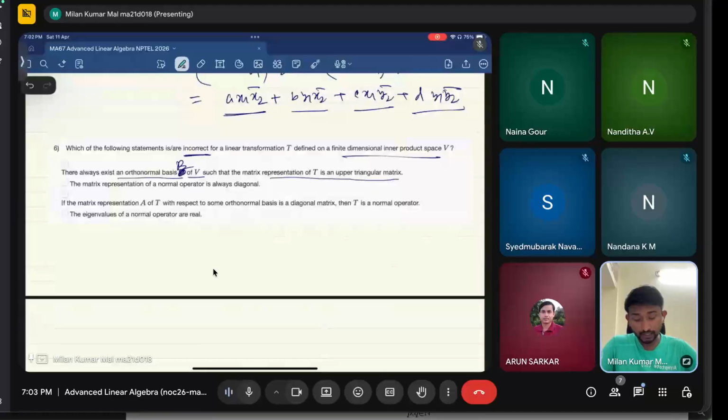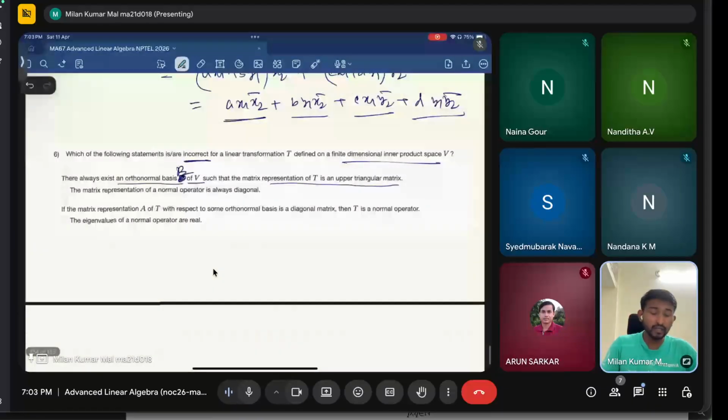Another: the matrix representation of a normal operator is always diagonal. Third: if the matrix representation A of T with respect to some orthonormal basis is a diagonal matrix, then A is normal. Another: the eigenvalues of a normal operator are real. Which is or are incorrect?